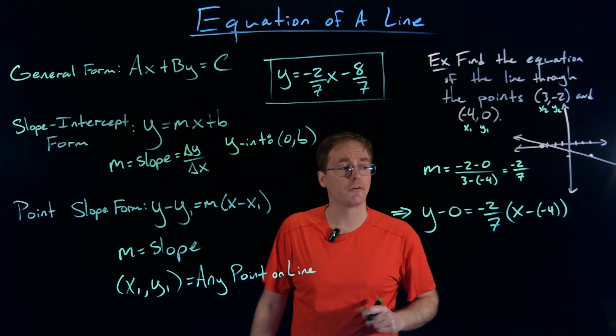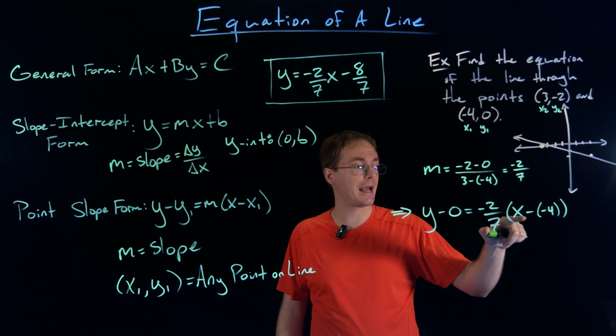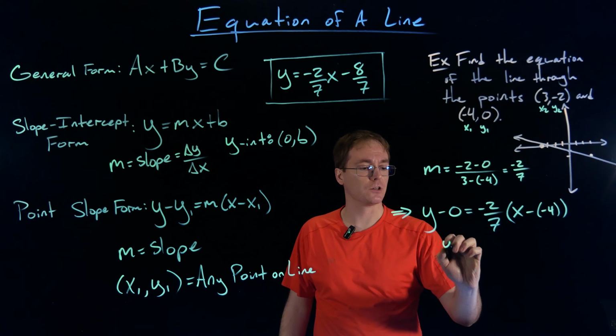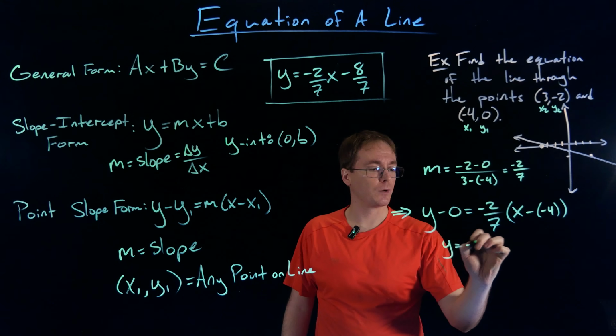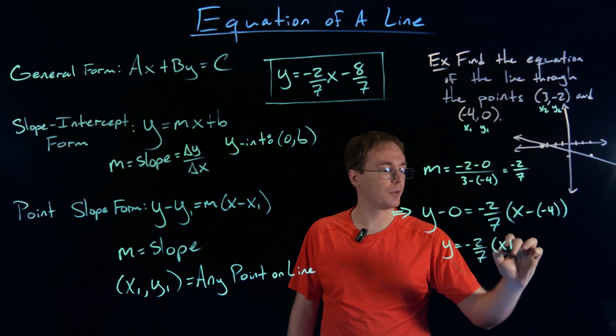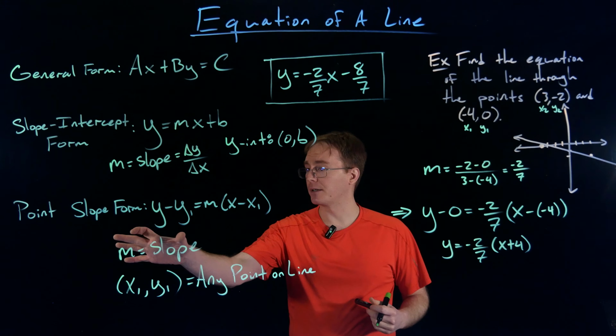And again, we always got to watch out for those double negatives because x minus x1 is going to look like x minus negative 4, and that'll simplify to x plus 4. So the left-hand side is y. The right-hand side is negative 2 over 7 times the quantity x plus 4. And that is our equation expressed in point-slope form.